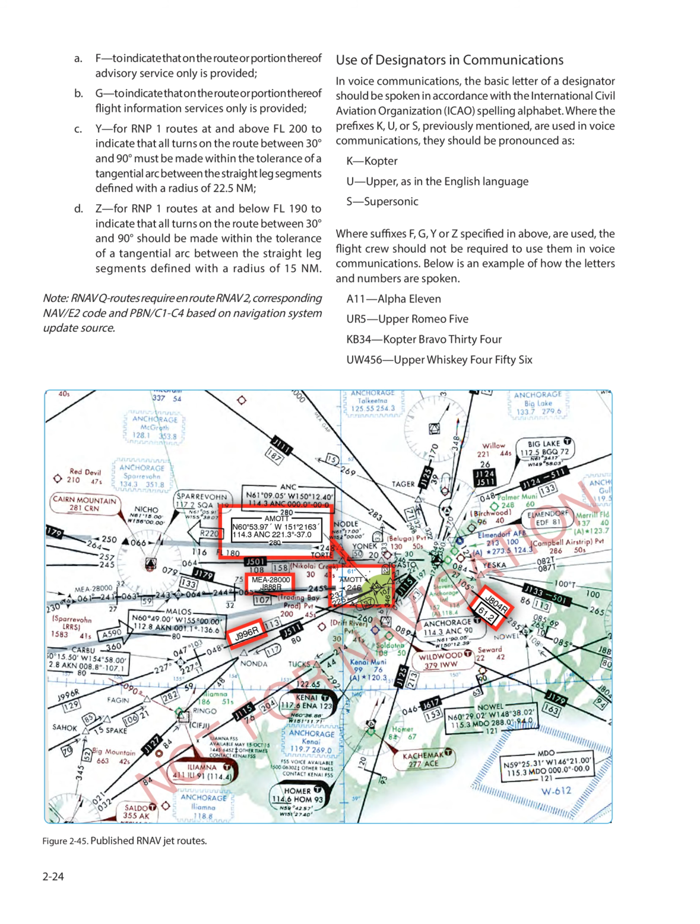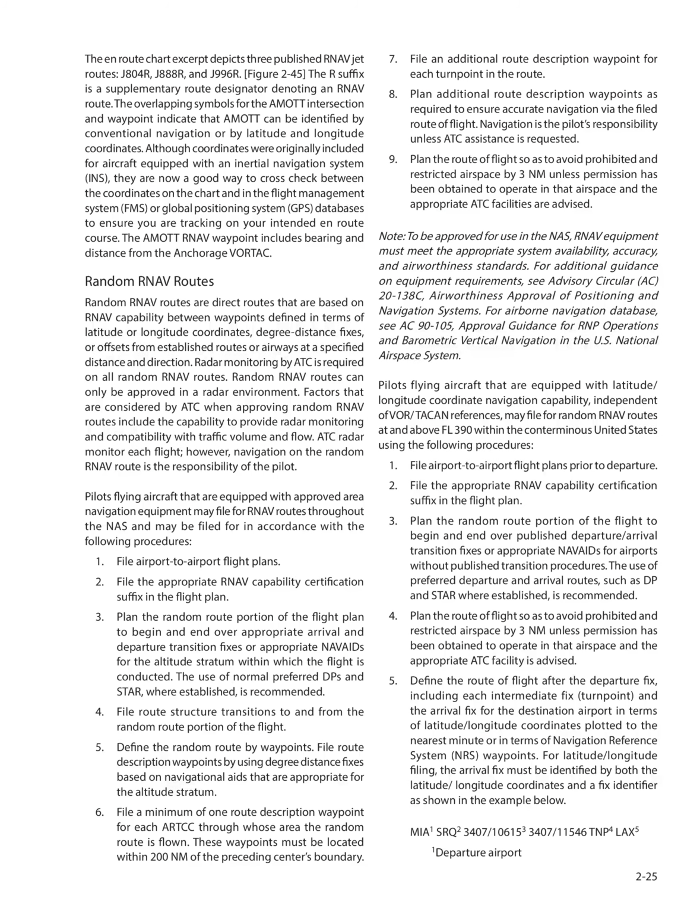Below is an example of how the letters and numbers are spoken. A11, Alpha 11. UR5, Upper Romeo 5. KB34, Copter Bravo 34. UW456, Upper Whiskey 456. The en route chart excerpt depicts three published RNP jet routes, J804R, J888R, and J996R. Figure 245. The R suffix is a supplementary route designator denoting an RNP route.